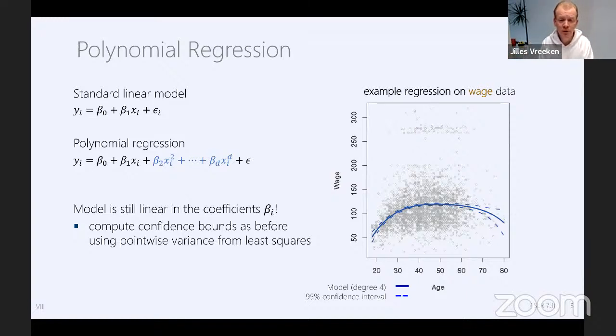How do we compute these confidence bounds? Well, the nice thing about polynomial regression still being linear in the coefficients is that we can use all the machinery that you've learned in the previous lectures. I'm not going to repeat those. You can just use exactly the same.